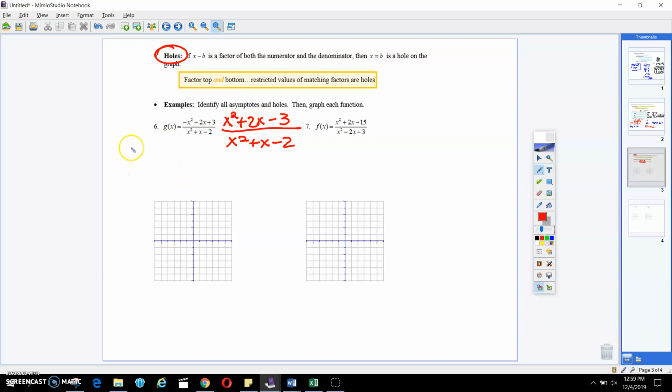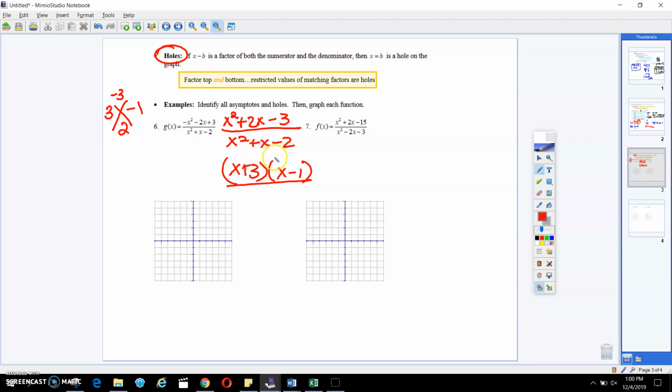Okay, so now I'm going to factor what's in the top and what's in the bottom. So if I factor the top, a times c is going to give me -3, and b is going to give me 2. So what 2 numbers will make that happen? 3 and -1, right? Okay. So that top can be rewritten as x plus 3 times x minus 1, right?